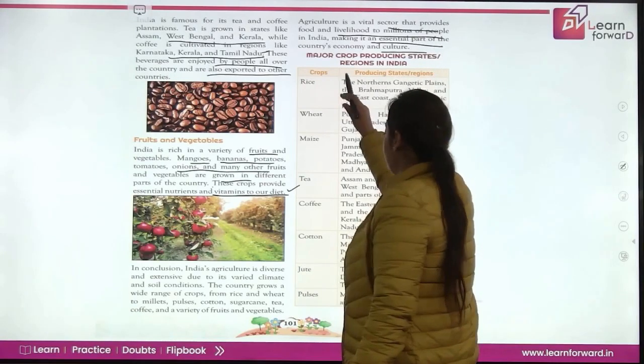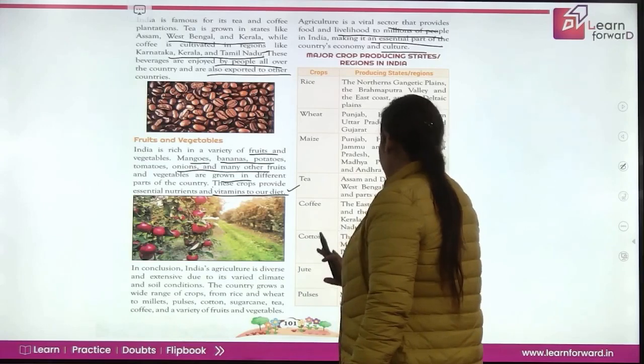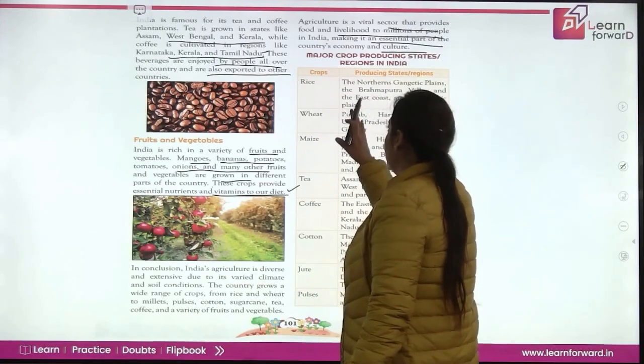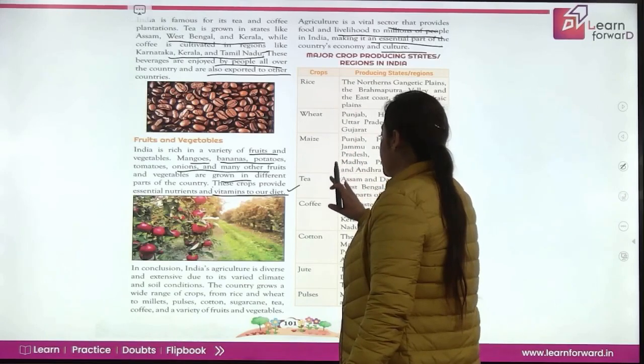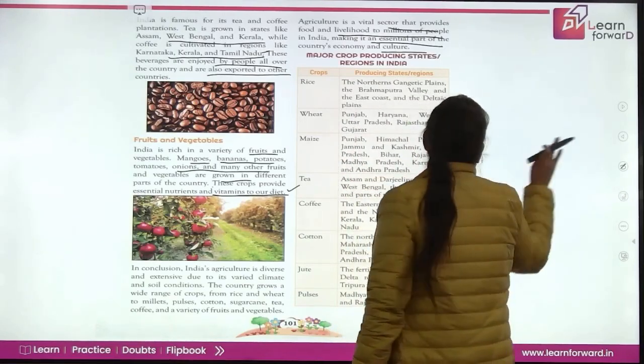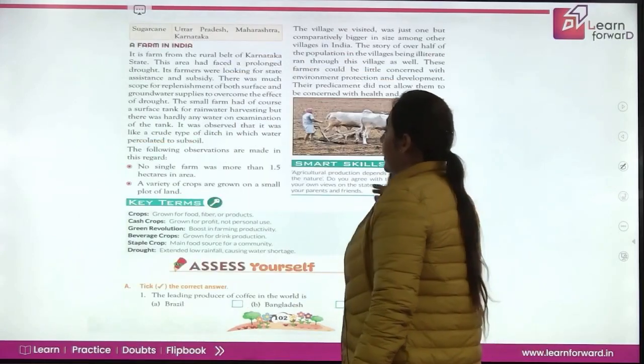Now, in case we have to revise whatever we have done, you can revise that these are the states producing particular food crops, be it rice, wheat, maize, tea, coffee, cotton, jute or pulses. So please learn this chart, which is very important. Then let's come to sugarcane as well.